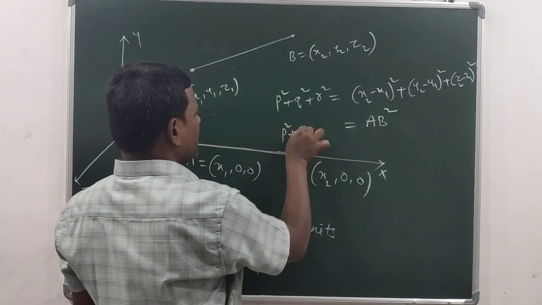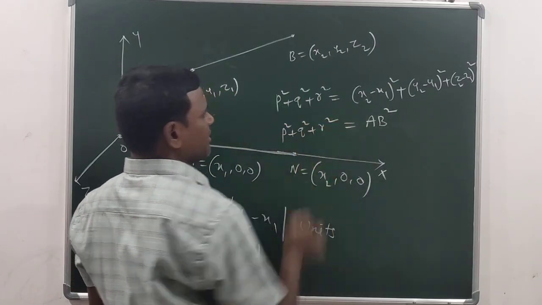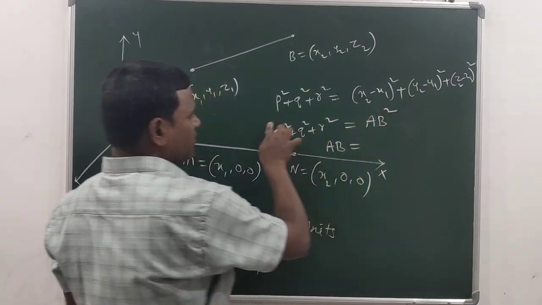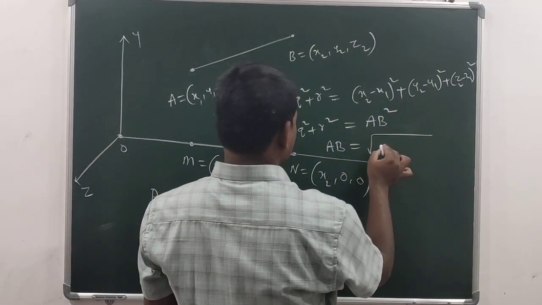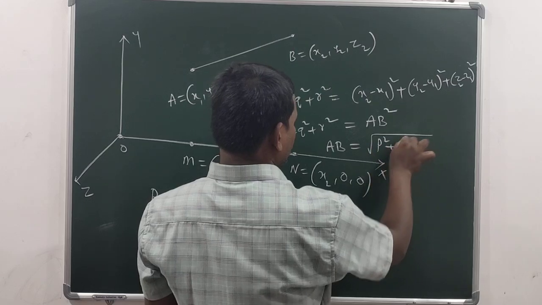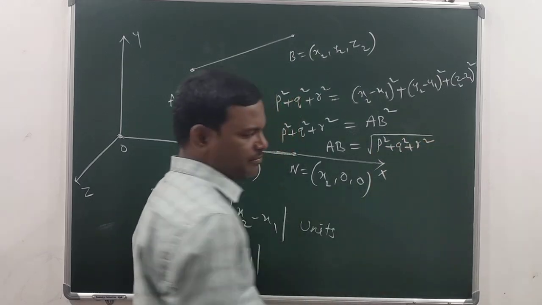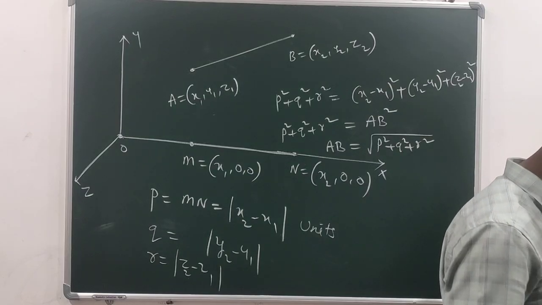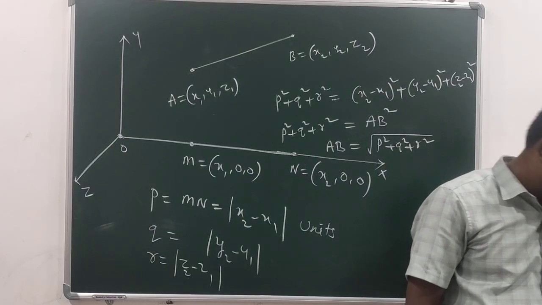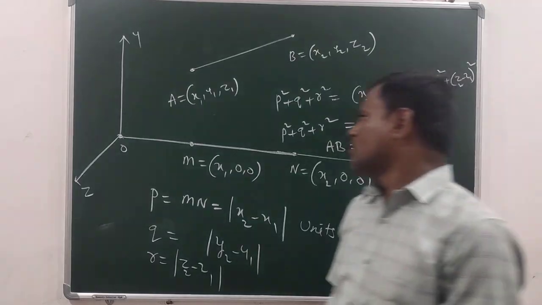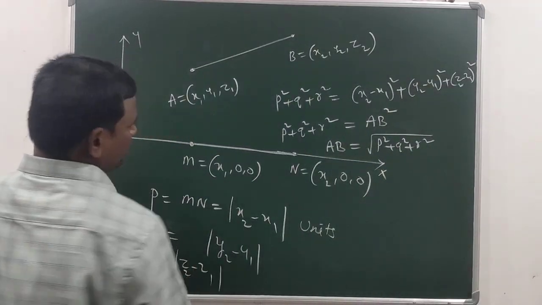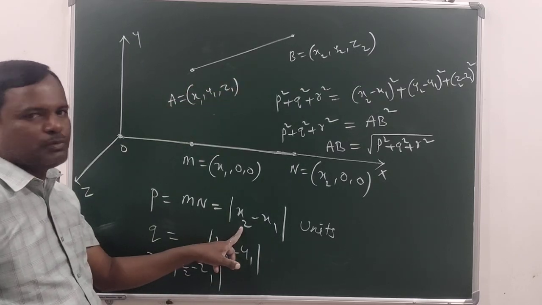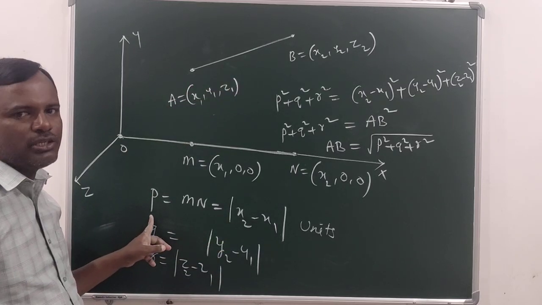Now, P square plus Q square plus R square. So, suppose if you want AB, then transfer the square to the right side: square root of P square plus Q square plus R square. Remember that. Okay, students? I hope you have understood this. Projection of AB on x-axis, this much you got. We have taken that as Q.